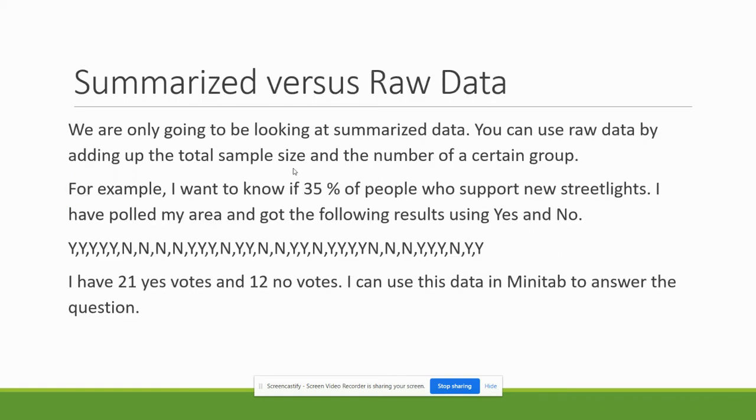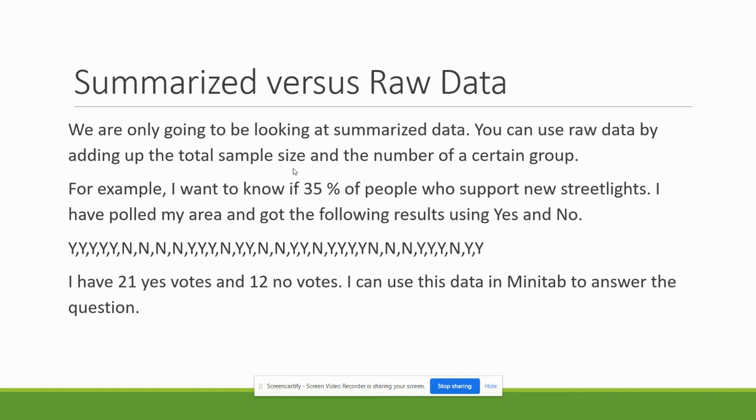So, summarized versus raw data. We're only going to be looking at summarized data for this class, but you can use raw data by adding up the total sample size and the numbers in a certain group. So for example, if I want to know if 35% of people support new streetlights, I polled my area and got the following results using yes and no. So you can see all my yeses, my nos. Then I count up my yeses, which I got 21, and my nos, which I got 12.